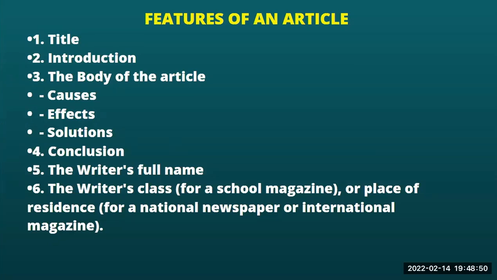Then when you are through with the body of the article, the next will be the conclusion, after which you write your full name. And if you are writing this article for publication in a school magazine, all you need to do is to write your class after writing your name. But if you are writing the article for publication in a national newspaper, then you will be required to write your place of residence, all right?